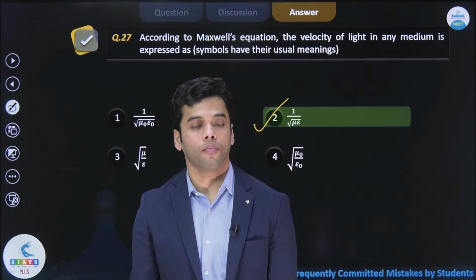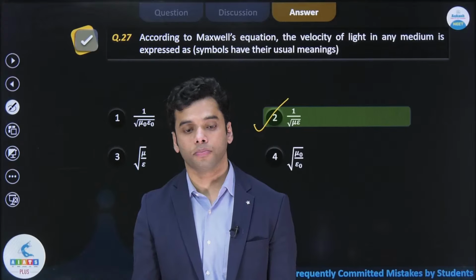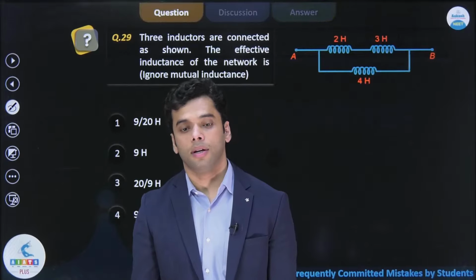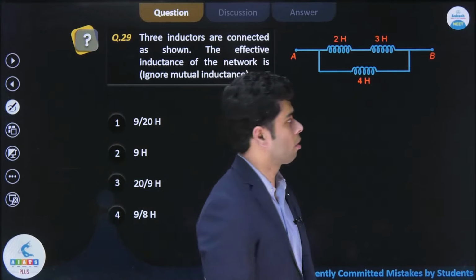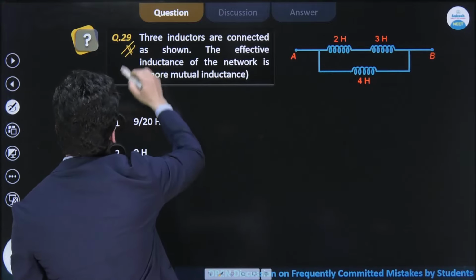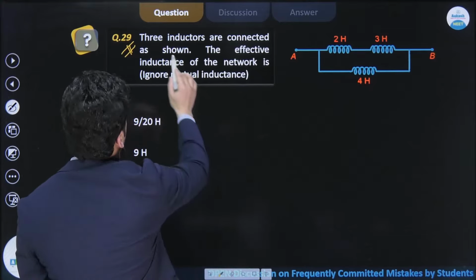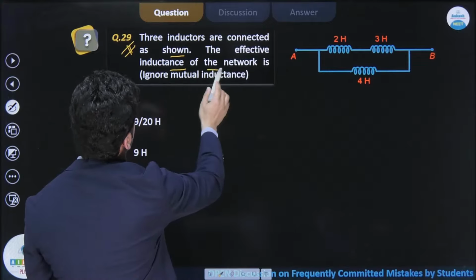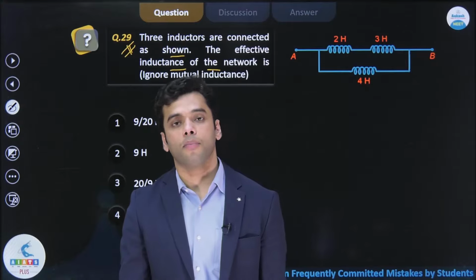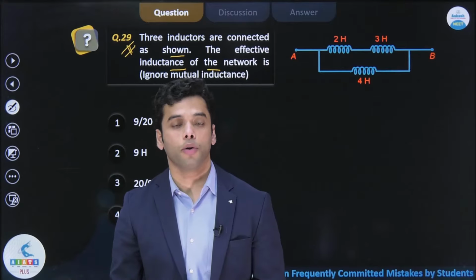Okay, any doubt in this question? Okay, let's move forward. Question 29 of the paper says that 3 inductors are connected as shown. The effective inductance of the network is, and you have to ignore the mutual inductance. Any doubt?